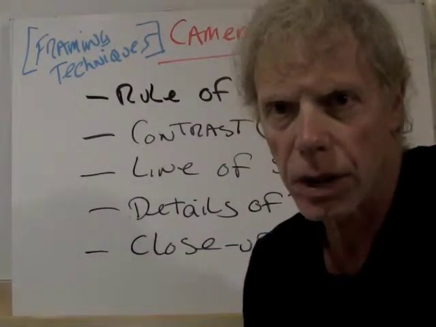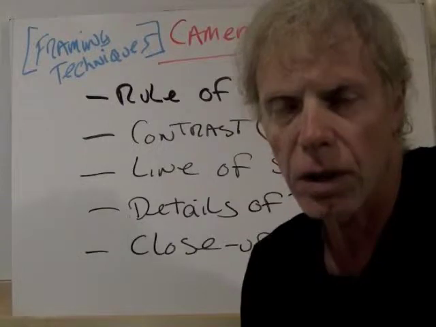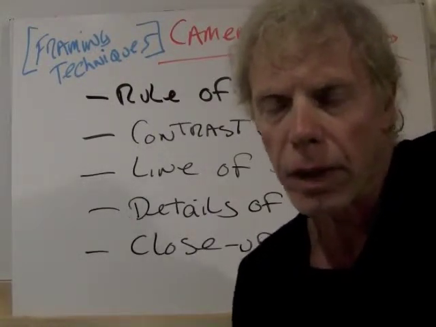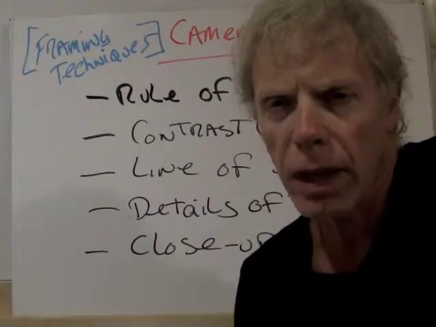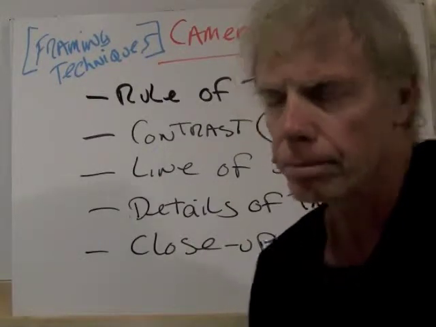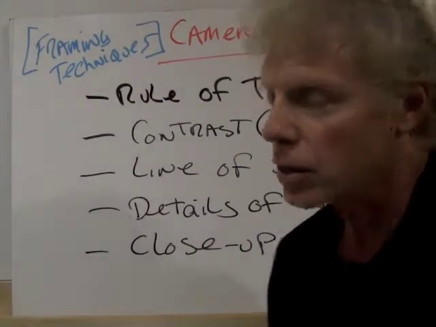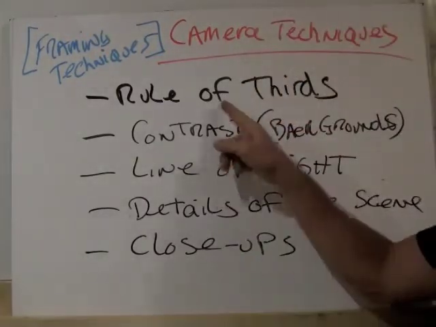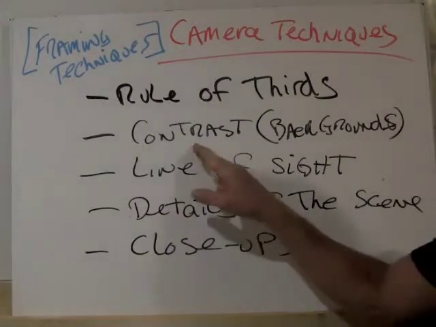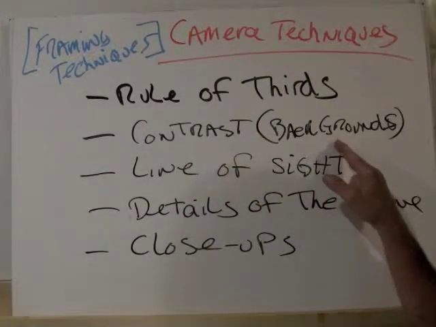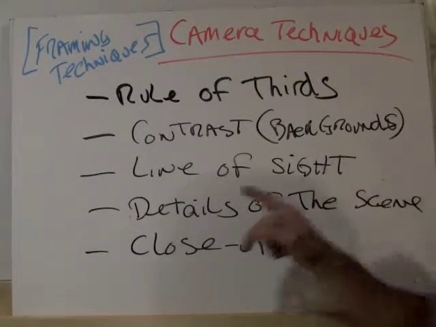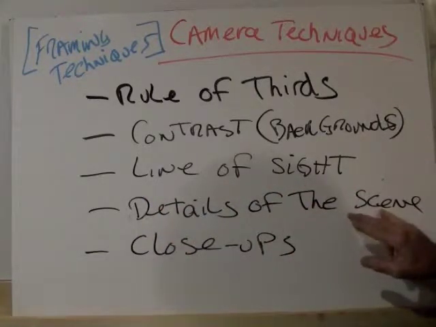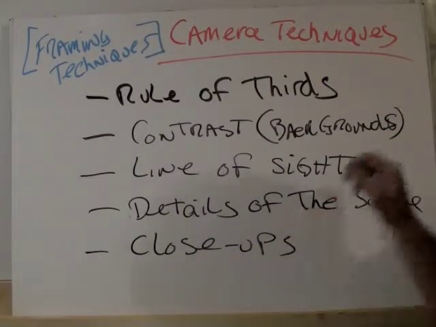Camera techniques, specifically framing techniques, are very important to the look of your film and also to what the camera is trying to tell the viewer. We will now discuss the following framing techniques: rule of thirds, contrast as it relates to contrasting backgrounds, line of sight, details of a particular scene, and close-ups.